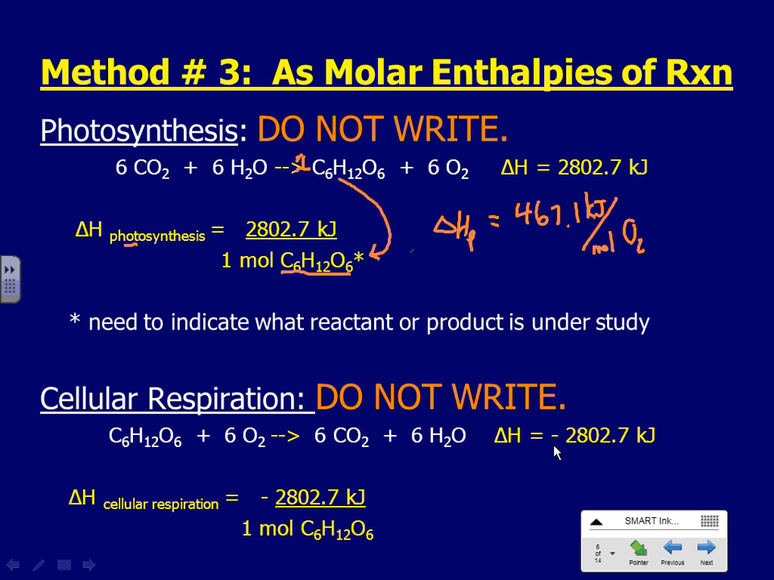We're flipping it over. We've got exothermic. It's negative. The delta H for cellular respiration is negative 2802.7 kilojoules per mole of C6H12O6. So all we're doing here is representing it as per mole of one of the reactants. Notice, just as before, this particular molar enthalpy can be used as a conversion factor to convert kilojoules to moles, in this case moles of glucose. We can use it to convert back and forth. Those are some calculations that we might want to do.